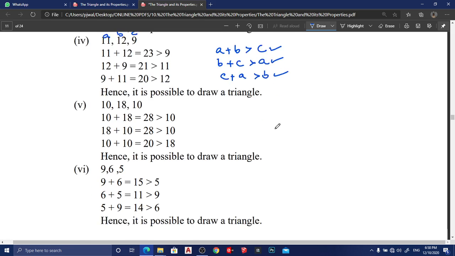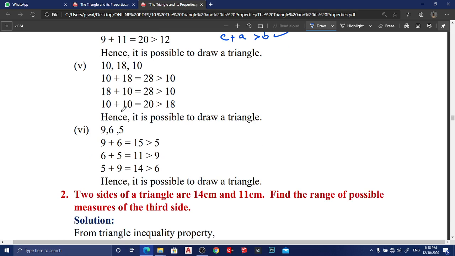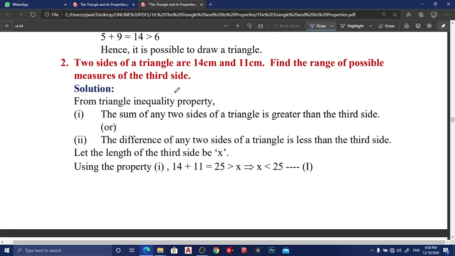So like this, the remaining ones you can also do yourself. I am leaving them for you to do yourself. So now I am going to the second problem.